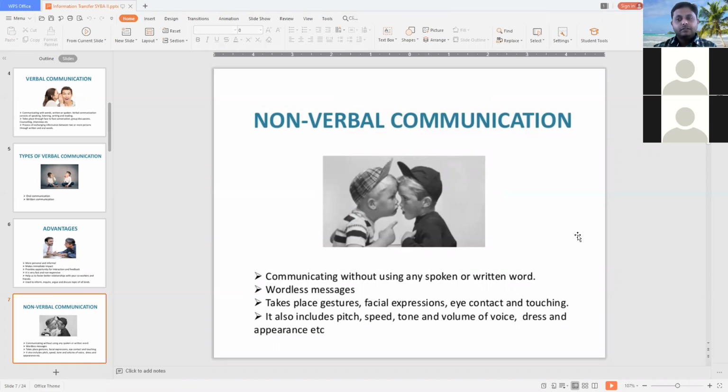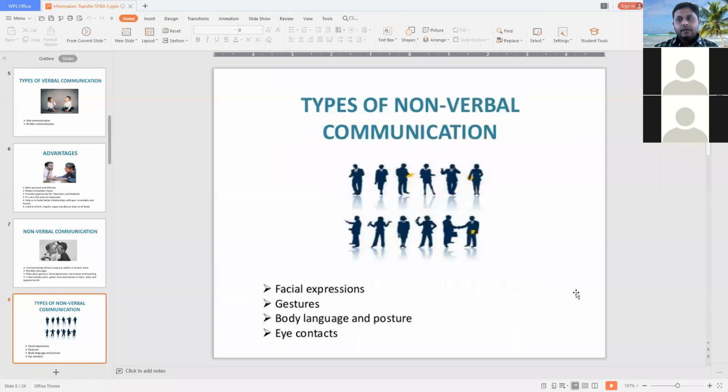So our main focus is non-verbal communication. Non-verbal communication means communication without using any spoken or written word. It is a wordless message. Non-verbal communication means gestures, facial expressions, eye contact, and touching also. These are the types of non-verbal communication: facial expressions, gestures, body language and posture, and eye contact.